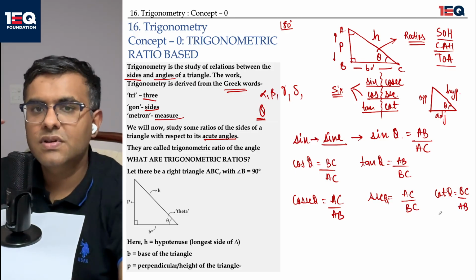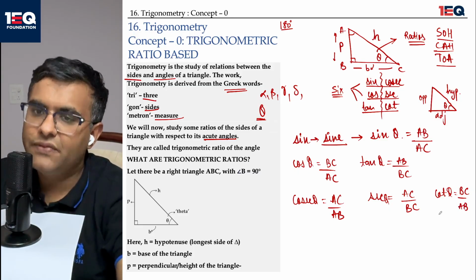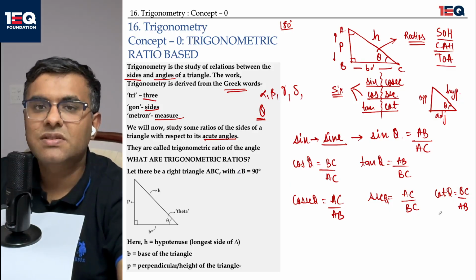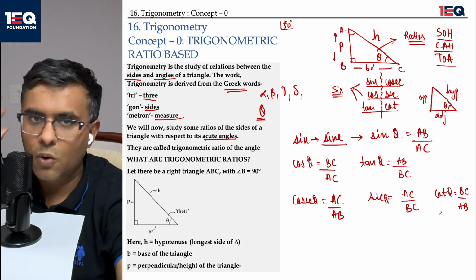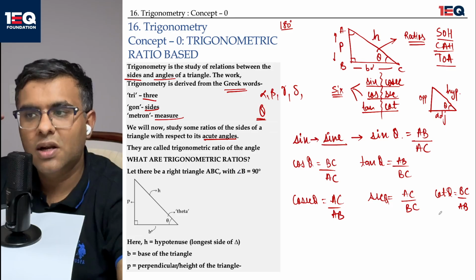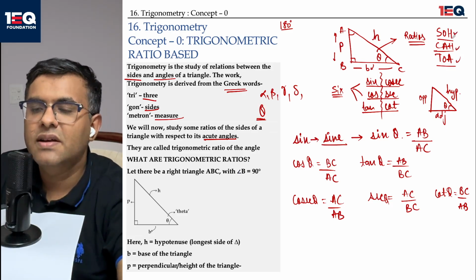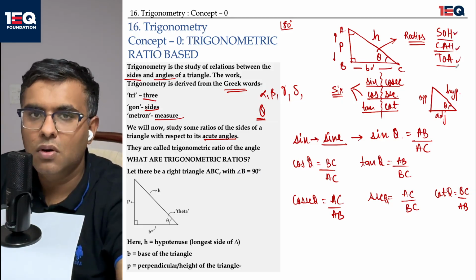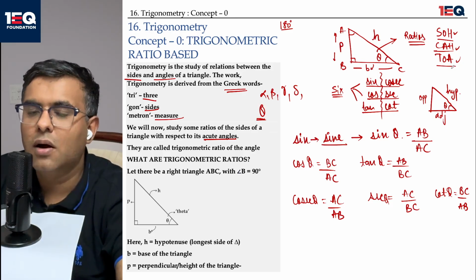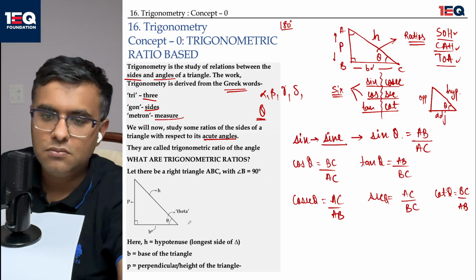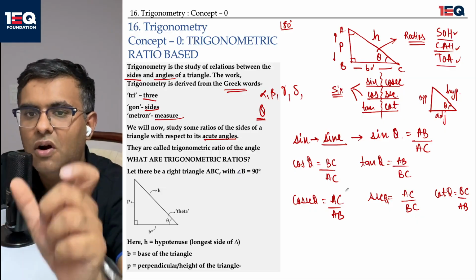Your main focus should be only on sine, cos, and tan, since cosec, sec, and cot can be derived. That is why you can remember it with the help of SOH, CAH, TOA. Got it? So I have given you the main foundation points of trigonometry.